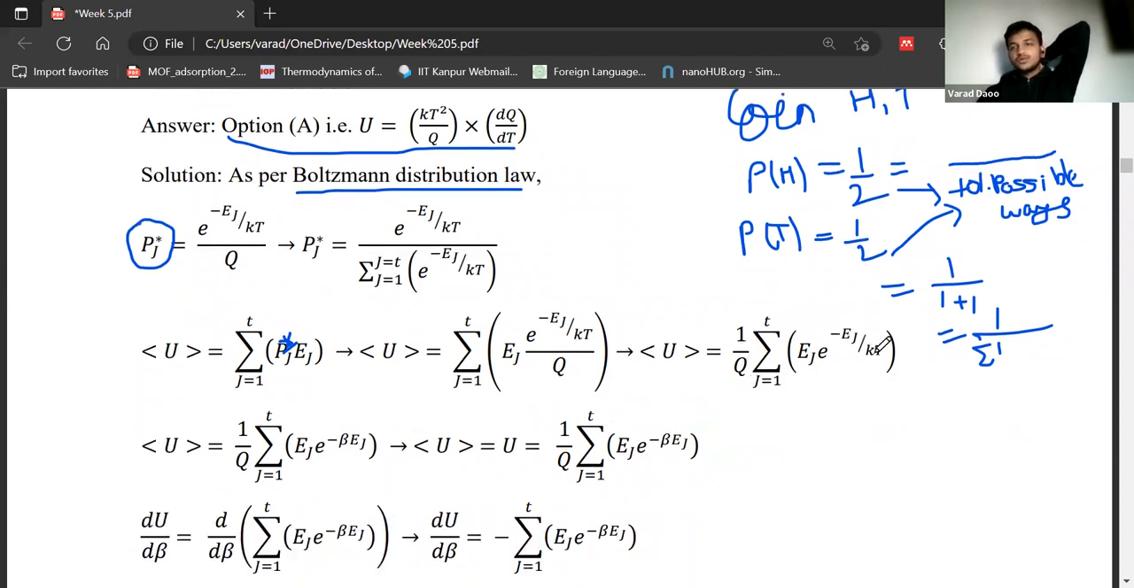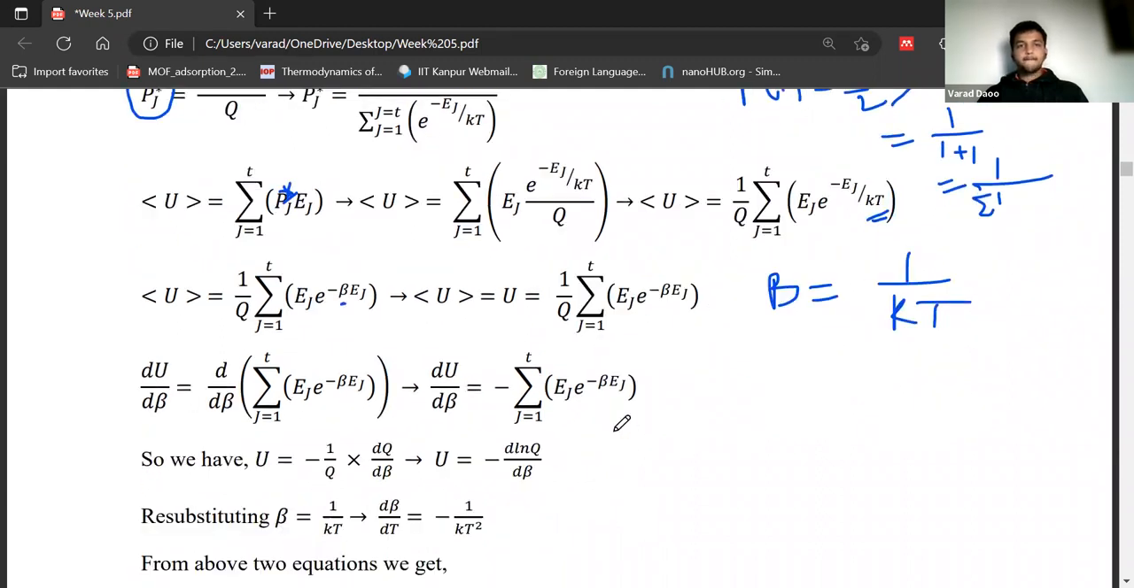Then we substitute beta equal to 1 by kT, where k stands for the Boltzmann constant and T stands for temperature. We resubstitute it and get this expression, which is the same expression. Here the angle brackets represent the average value. Instead of using this multiple times, we are just going to keep it as U.